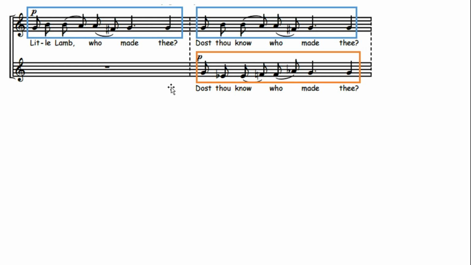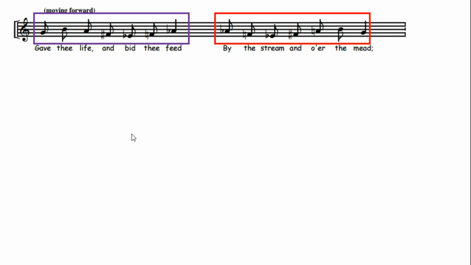We'll come back to these first 2 measures later. Following the first 2 measures, we have measures 3 and 4, where one single vocal line introduces this new pattern followed by this new pattern. In the purple box, we have a grouping of 7 different pitches, and in the red box, we have another collection of 7 different pitches.